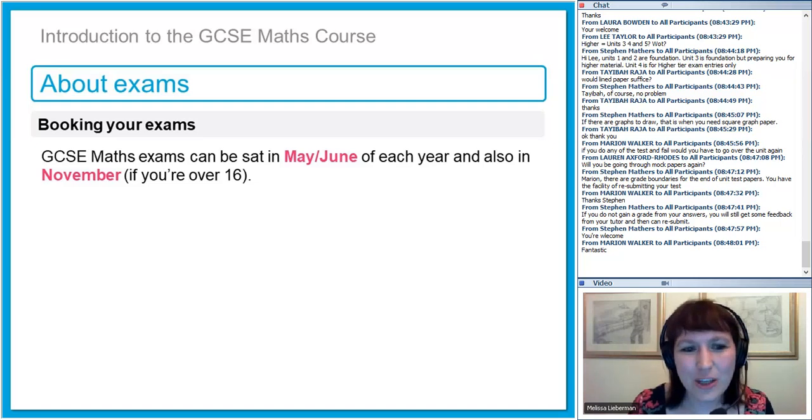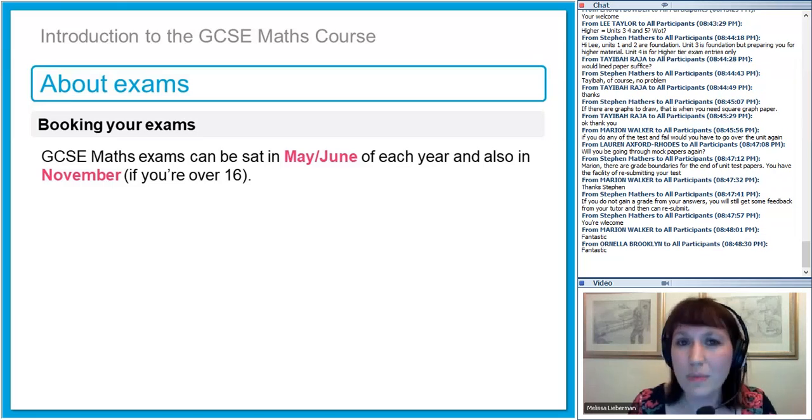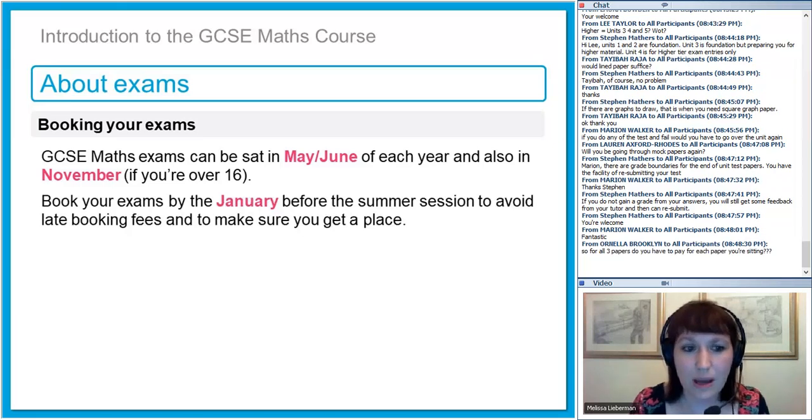You can also sit in the November session. Now, that's usually a reset opportunity, but if you're an older student, if you're above 16, you can still sit in November as long as you can find an exam centre that offers the November session. Not every centre does. The centre is a school or college, by the way. So you might need to phone around and find somewhere.